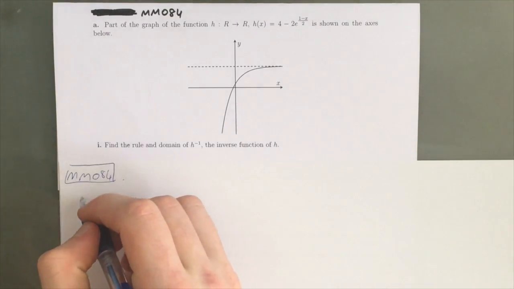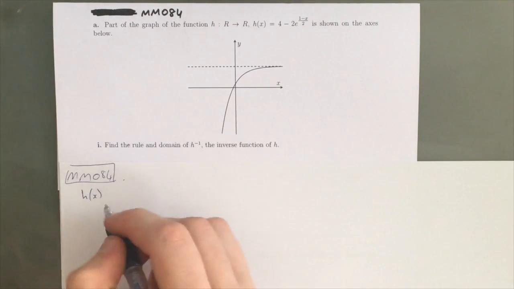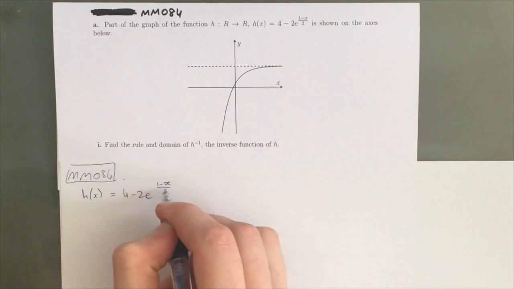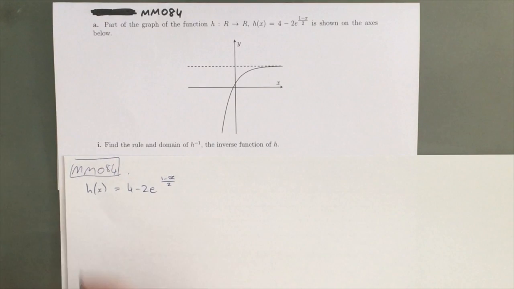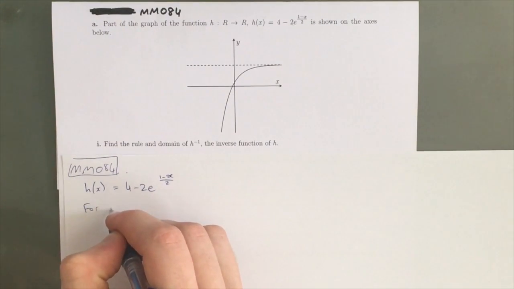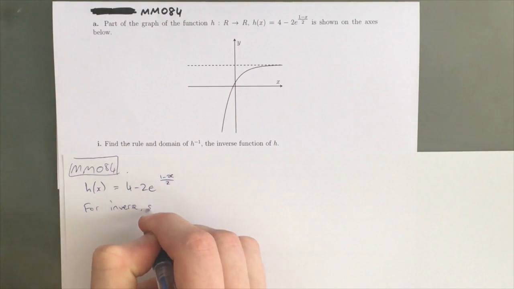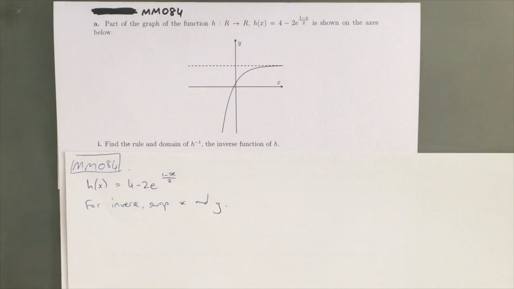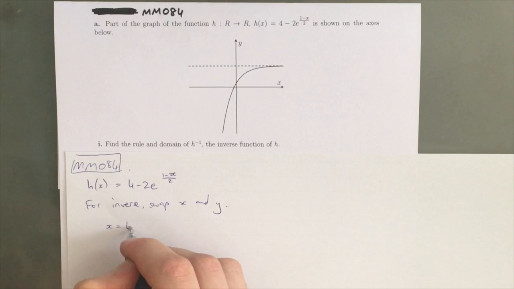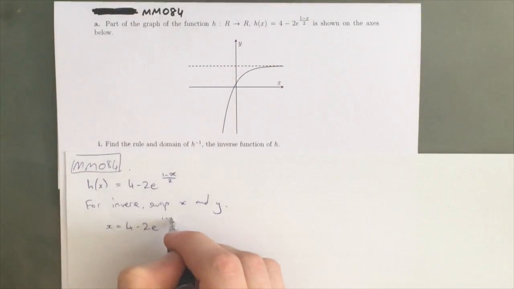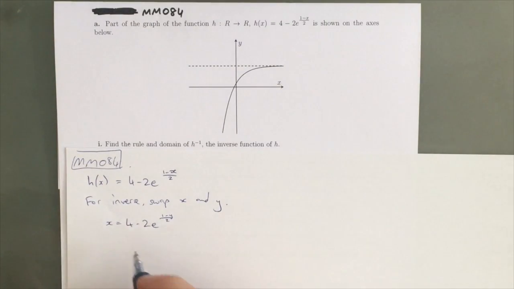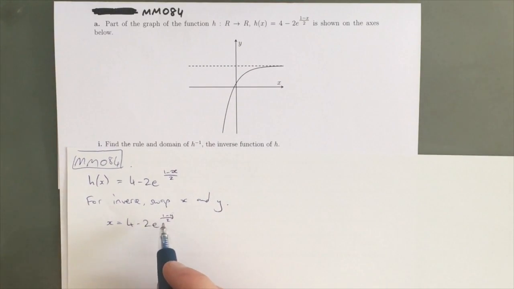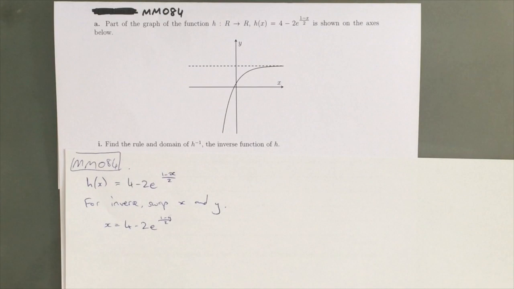So, let's start by rewriting out the original equation. We've got h of x equals 4 take 2e to the power of 1 take x over 2. Awesome. And then you need to write h inverse, swap x and y. Which means that we get x equals 4 take 2e to the power of 1 take y over 2. And then we just rearrange for y. So we basically need to get y by itself, and then that'll be equal to our inverse.